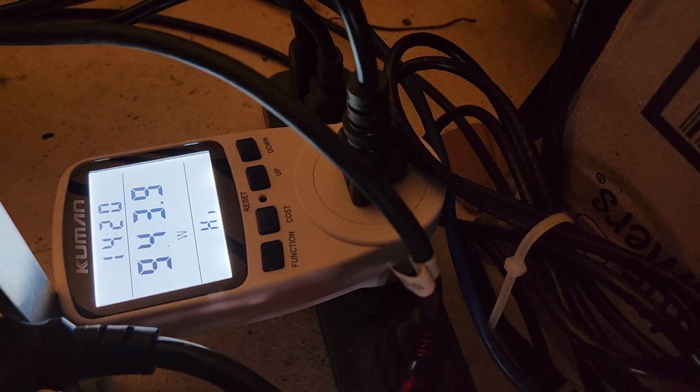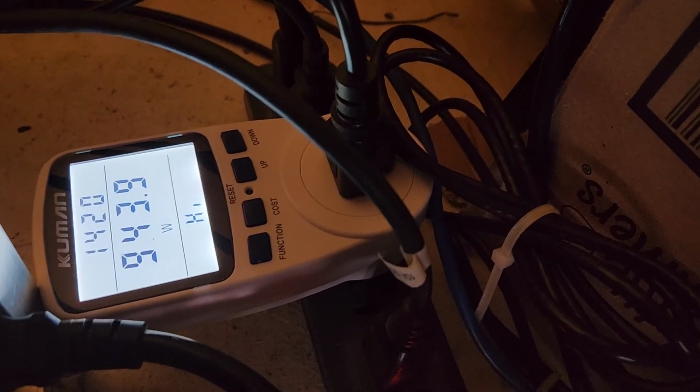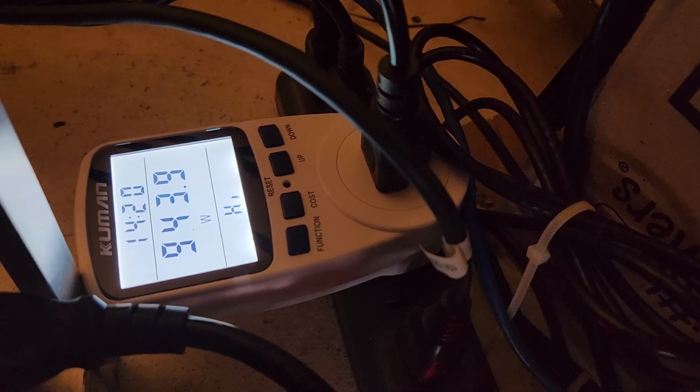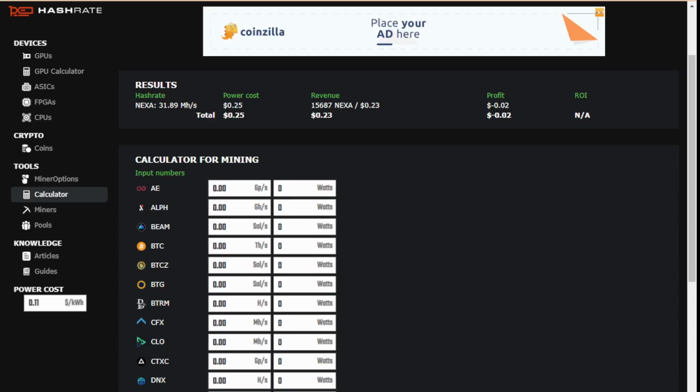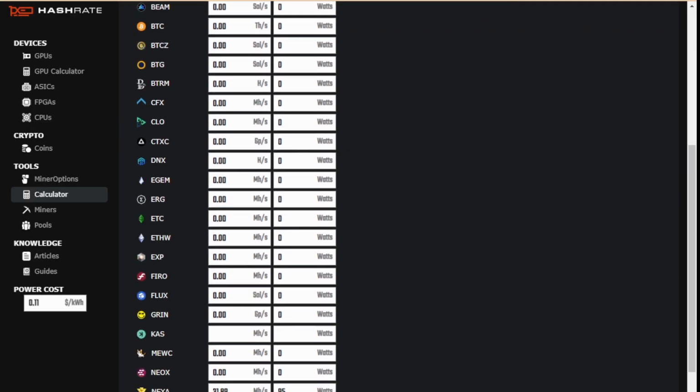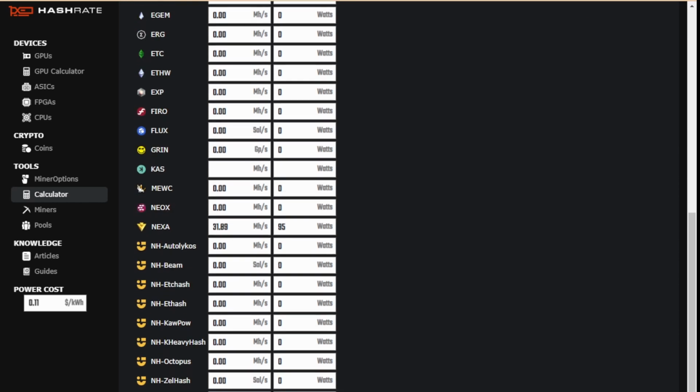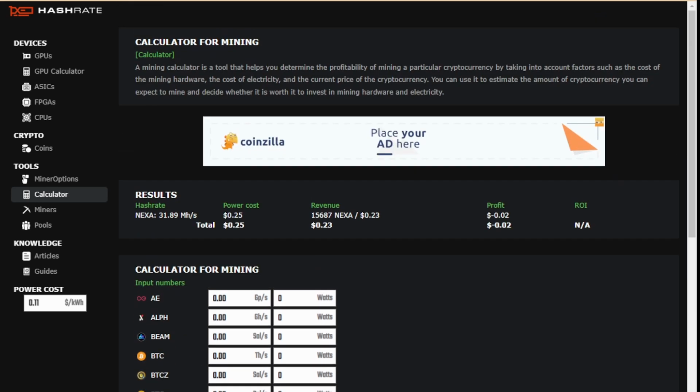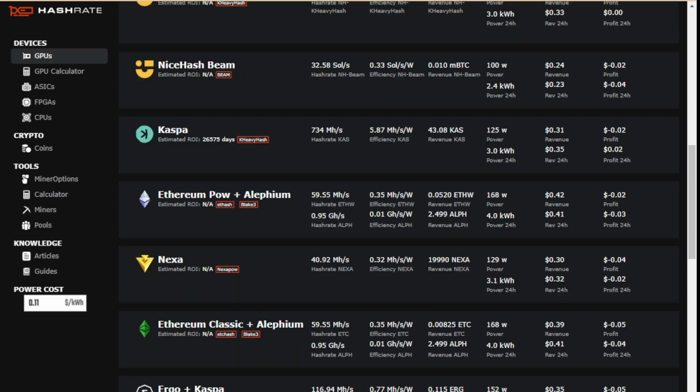So let's put this into the hashrate.no calculator and match it up with their numbers and see what we get. All right, so if we put the Nexa numbers in, 31.89 at 95 watts, we're looking at negative 2 cents profit. Now, if you match Nexa's number over here, it's also negative 2 cents profit. However, I know that getting 40 mega hash, you're using way more than 129 watts.